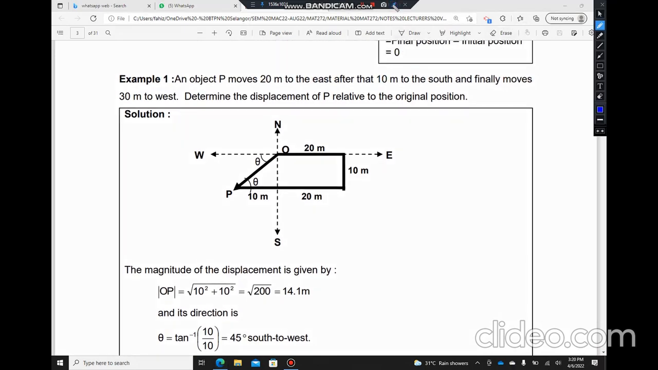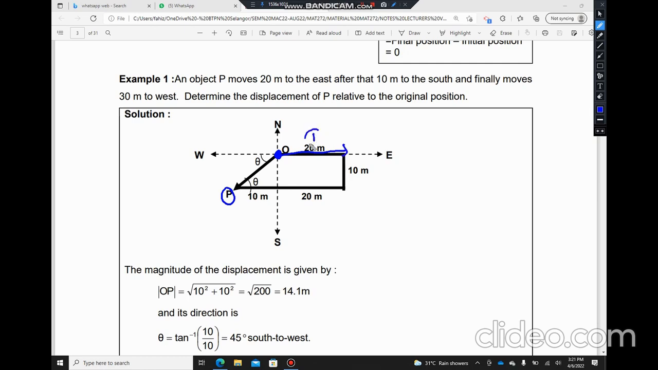Okay, an object P moves 20 meter to the east, after that 10 meter to the south and finally moves 30 meter to the west. Okay, first kita kena consider dia ada origin. So first untuk P, dia bergerak daripada origin, dia bergerak 20 meter ke east.